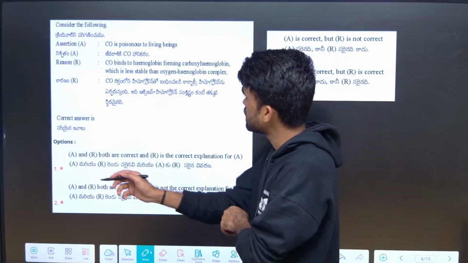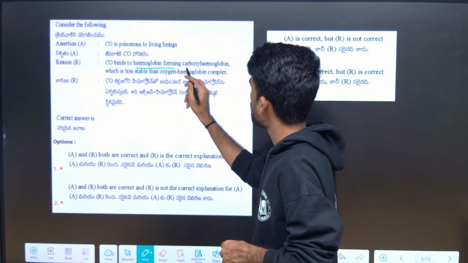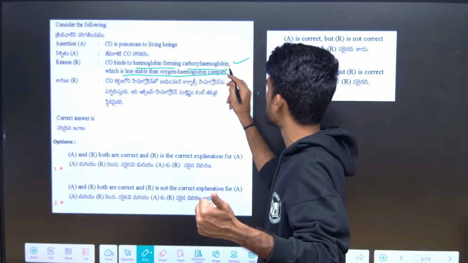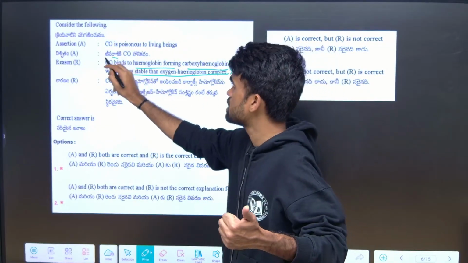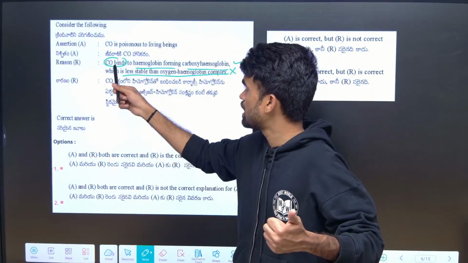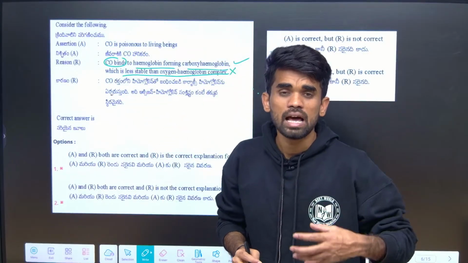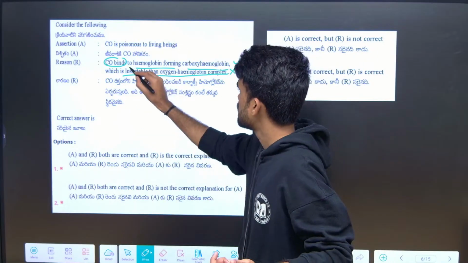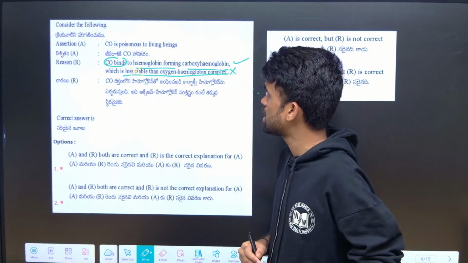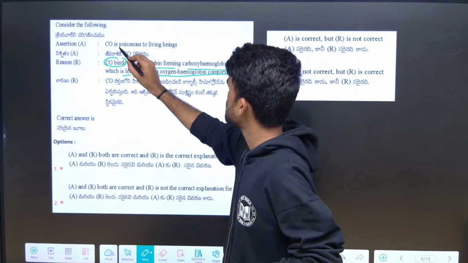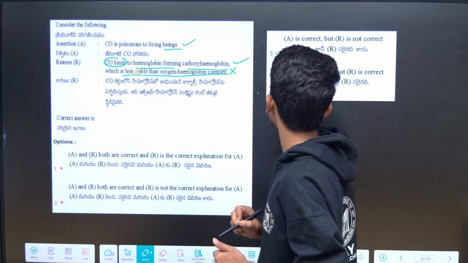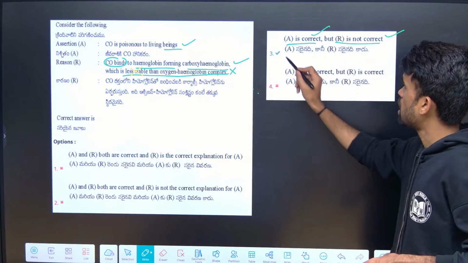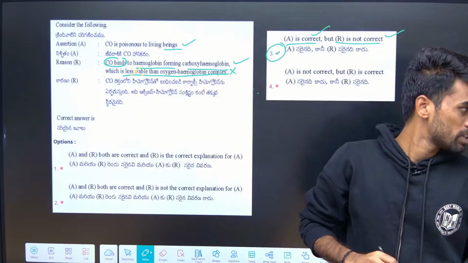So you can see here, CO binds to the hemoglobin forming carboxyhemoglobin, which is less stable than oxyhemoglobin. Now this carboxyhemoglobin, formed by binding of CO, is highly stable, more stable when we compare with oxyhemoglobin. So I can say statement 2, that is the reason, is incorrect, and the assertion that CO is poisonous to living beings is correct. A is correct, but R is not correct. So your answer 3 will be the perfect answer for this particular question.